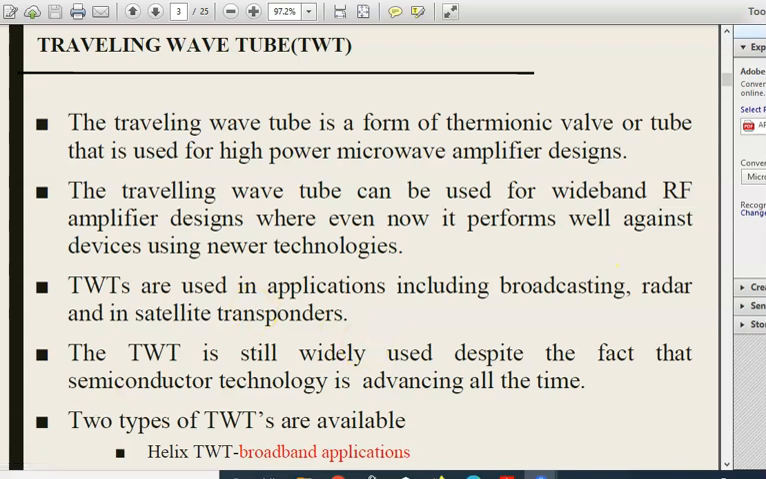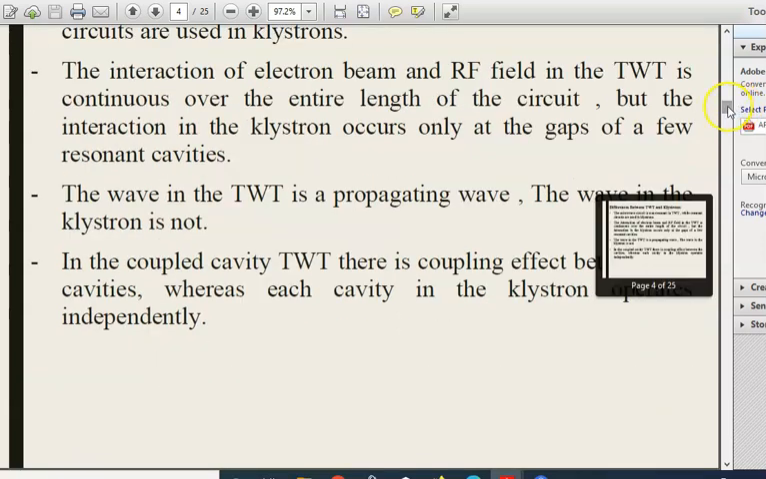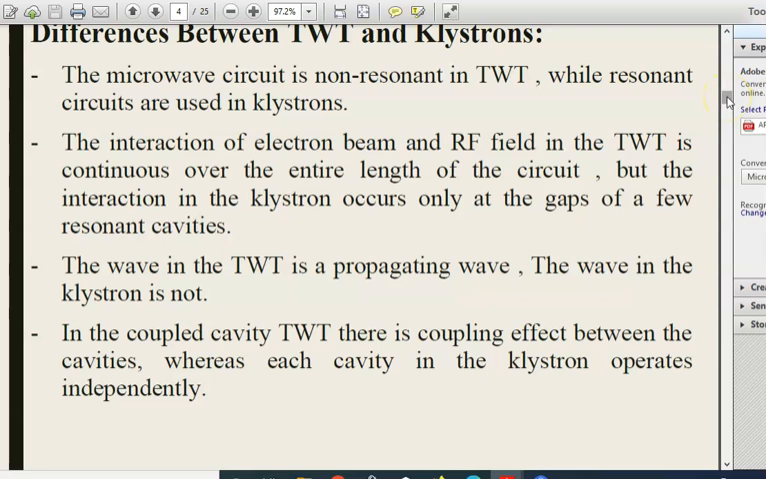And moving on to the next session, we have seen the main differences between a klystron and a traveling wave tube. The first one is that the microwave circuit is non-resonant in the case of TWTs. We do not use resonant circuits, instead we use structures called slow wave structures, whereas in klystrons we use resonant cavities. And the second one is that the interaction of the electron beam and the RF signal happens only in the resonant cavity in the case of klystron, whereas in the case of TWT, throughout the entire device the electron is interacting with the input signal.